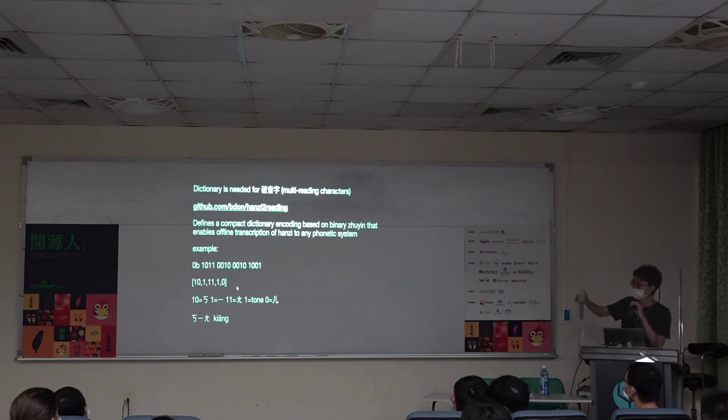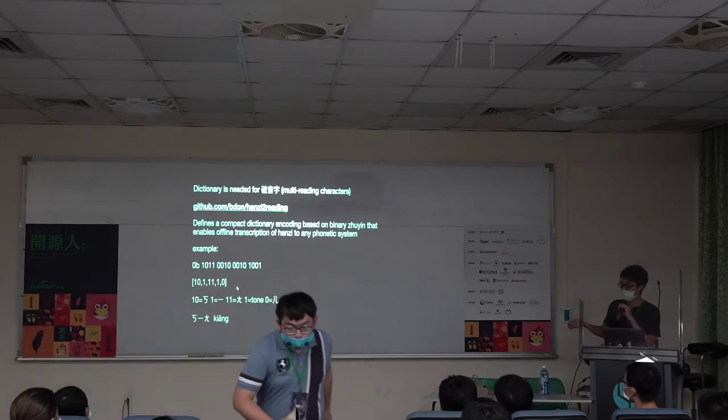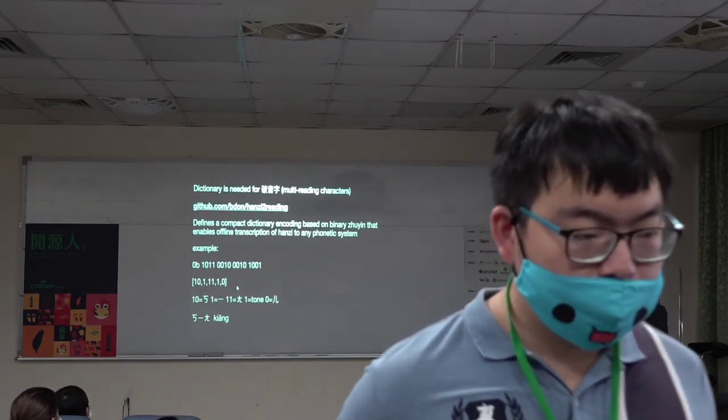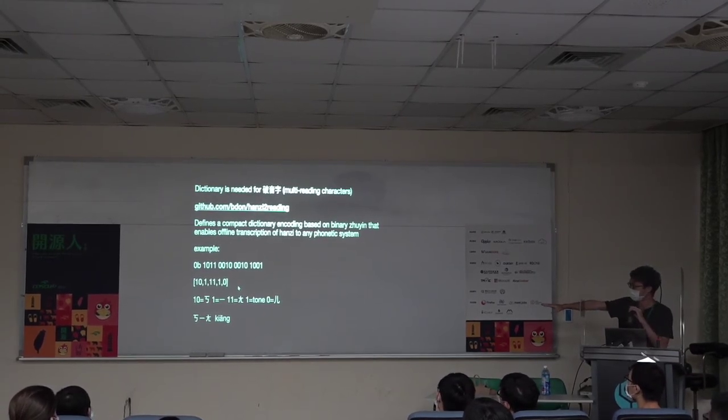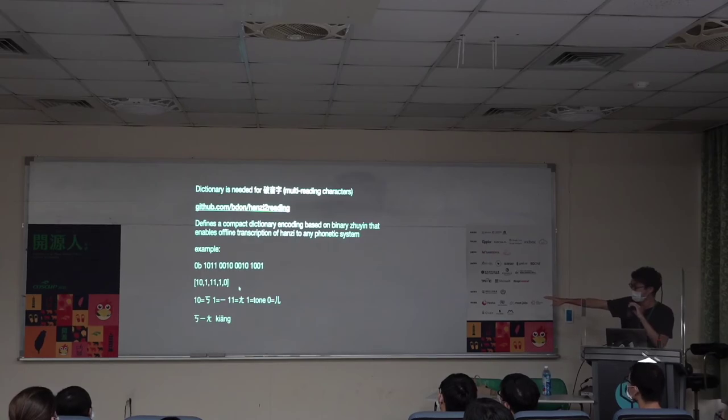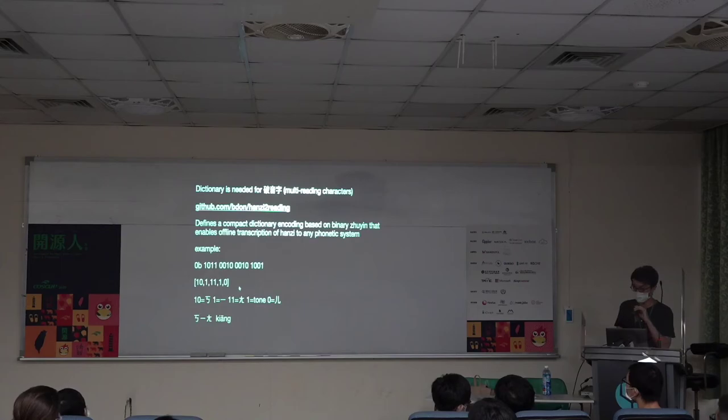So in those cases, you need a dictionary to be able to look up how a sequence of characters can be transcribed. So I'm working on this new sort of dictionary format that supports multiple phonetic systems. You can see if I want to encode this syllable kyang, then it's 10, 1, 11, 1, 0, that maps to binary. But the idea is that you can use this to transcribe. It's very much a work in progress.